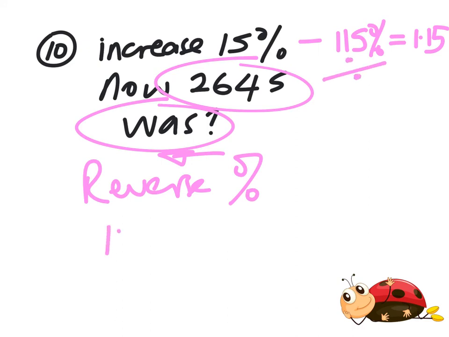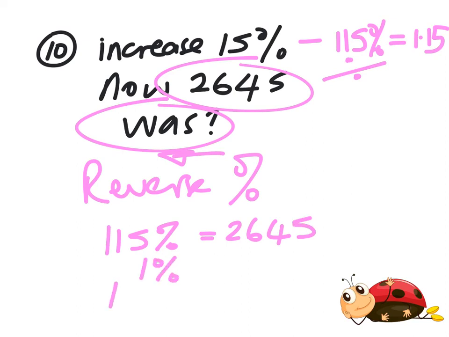The other way we can do it is if 115% is equal to 2,645 votes, work out 1% and then work out 100%. So whichever way you're more comfortable with, you should get the same answer there.